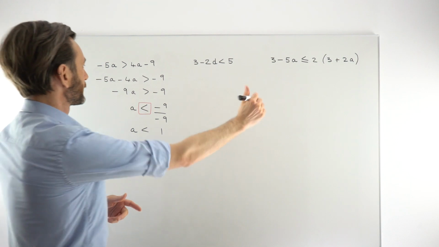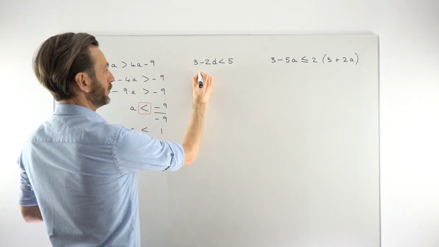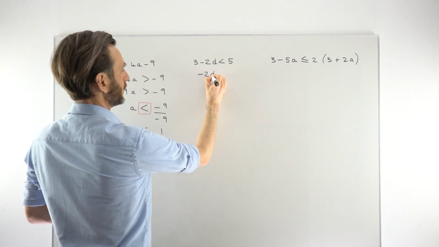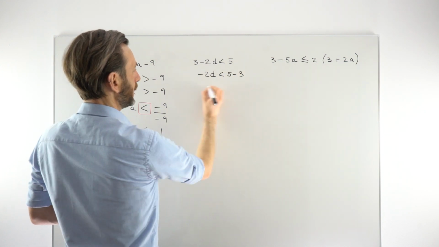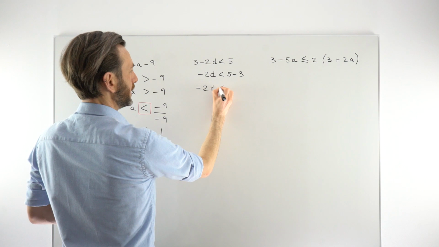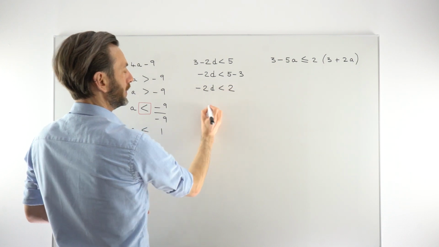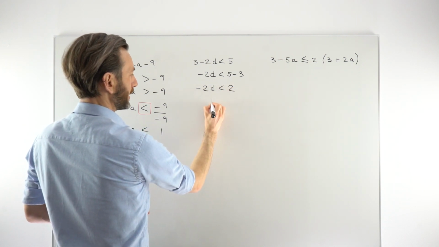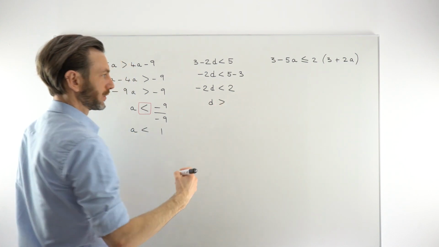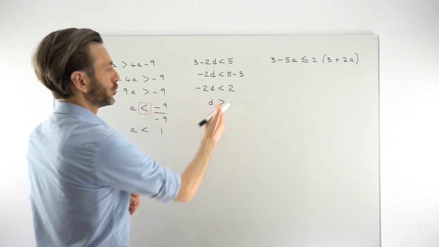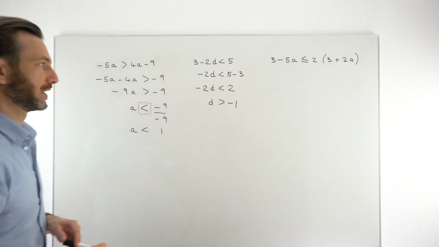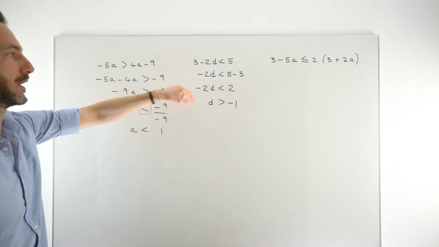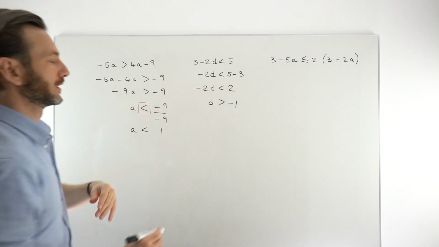So fairly similar again, we've just got a few terms to deal with. So we'll leave the minus 2d on this side. I'm going to take the 3 over, so it becomes 5 minus 3. So we get minus 2d is less than 5 minus 3 is 2. Dividing both sides by negative 2. Flipping the sign because we're dividing by a negative. 2 divided by negative 2 is negative 1. So that says that the solution to that inequation is all the d values greater than negative 1.